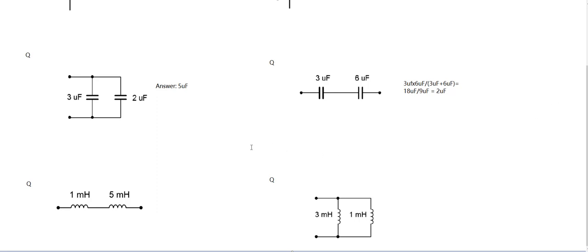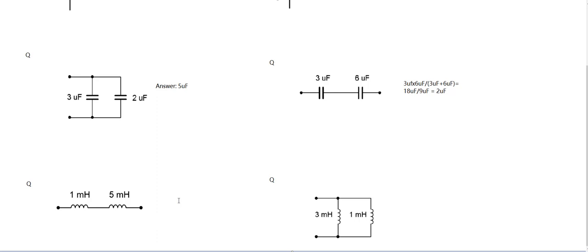Okay, so what about inductors? Well, inductors also have different properties to resistors, but when they're in circuits such as this, you essentially treat them like you would treat resistors. Now the unit is henries, the H stands for henries. So here we have 1 microhenry and 5 microhenry.